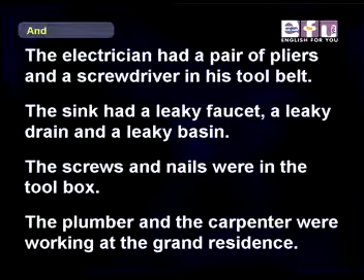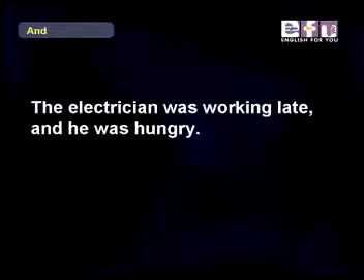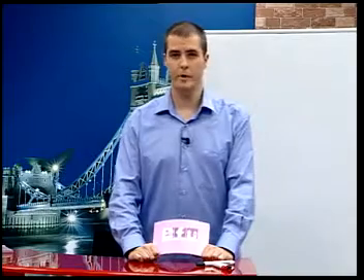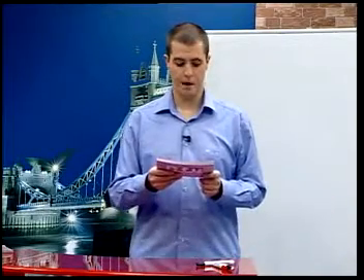Well, and is used to connect two or more nouns. In sentences 1 and 2, and is used to connect two objects. And in sentences 3 and 4, and is used to connect two subjects. And is also used to connect two clauses, as in these examples here. The electrician was working late and he was hungry. It was raining hard and the carpenters weren't able to work. Well, in these two sentences, and is used to connect two independent clauses. Both clauses have a subject and a verb and could be sentences on their own. Now, usually a comma precedes the conjunction.